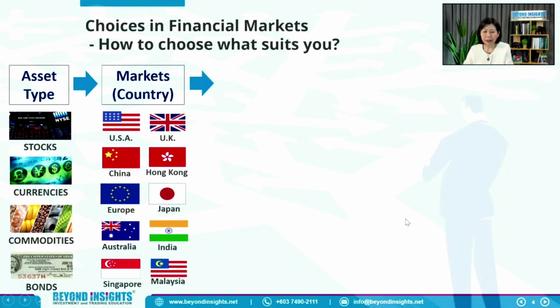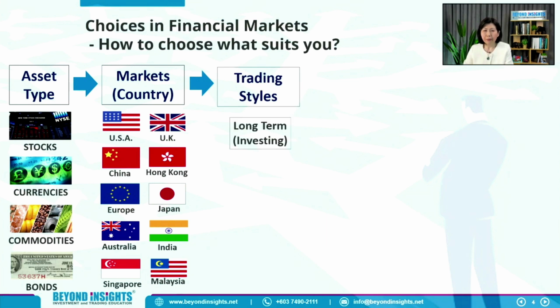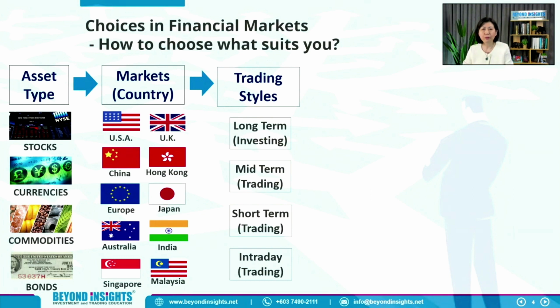On top of that, after you choose the financial market, you still need to choose the right trading style. Many people may not be aware there are many ways to trade the financial market. One is long-term investing: buy and hold for the long term. There's also mid-term trading, which you can keep for a few months, and short-term trading, which is about 1 to 3 weeks. And very short-term, to the extent of not keeping positions overnight, just trading for a few hours a night. I will share with you how to choose this trading style as well.